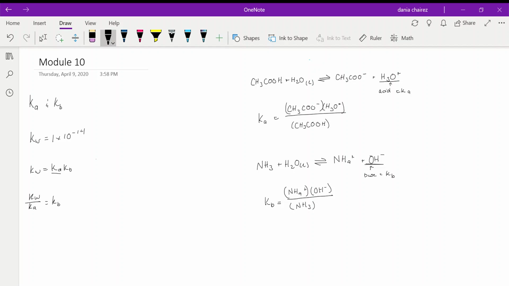That's not too bad. So let's just take, for example, acetic acid. It has a Ka of 1.8 times 10 to the negative 5. If I wanted to find the Kb, all I would do is 1 times 10 to the negative 14 divided by 1.8 times 10 to the negative 5, and that should give me 5.56 times 10 to the negative 10. And that would be our Kb.